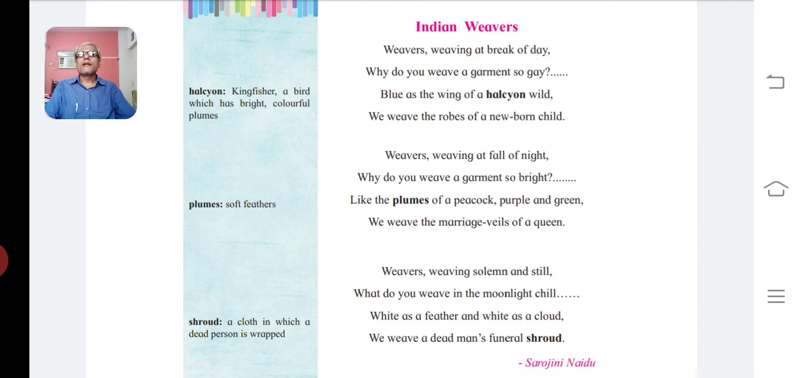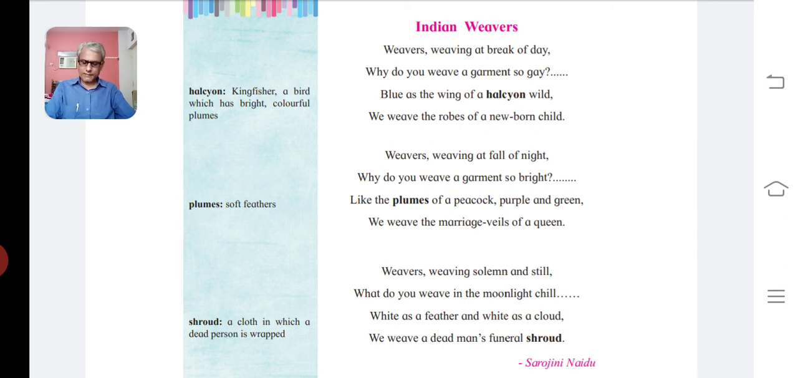How? Here the sound of P is repeated pleasingly. See the words plums, peacock, purple. So here is alliteration. Here the sound of P is repeated pleasingly. Another figure of speech in the same line is simile.